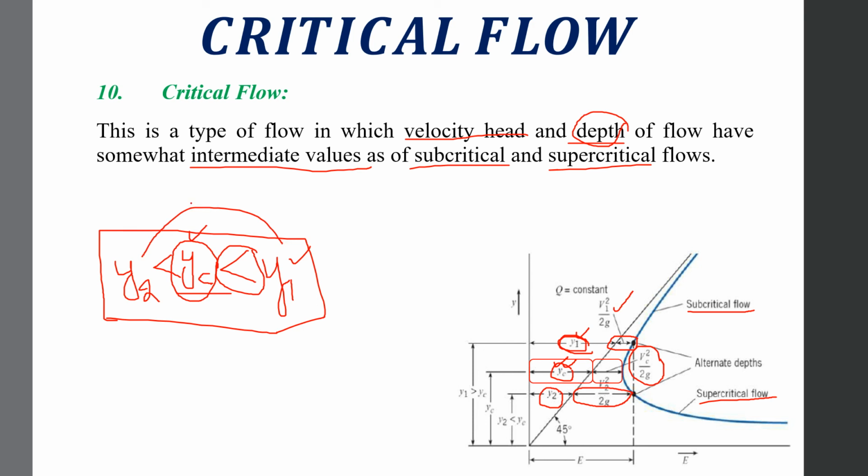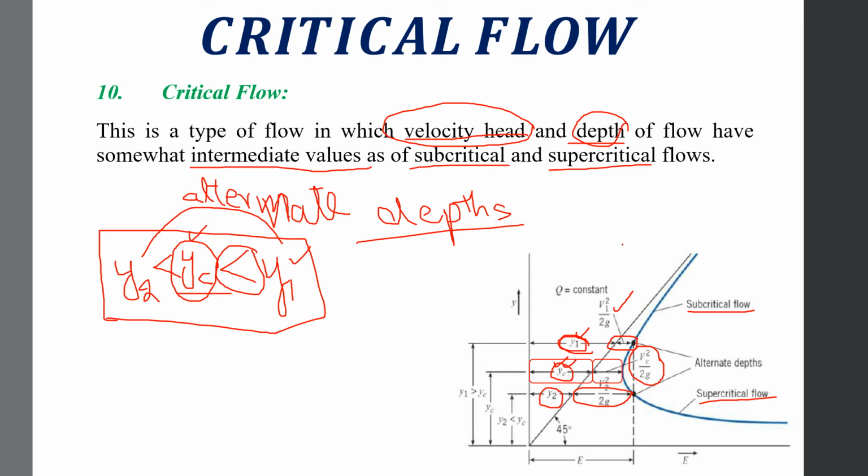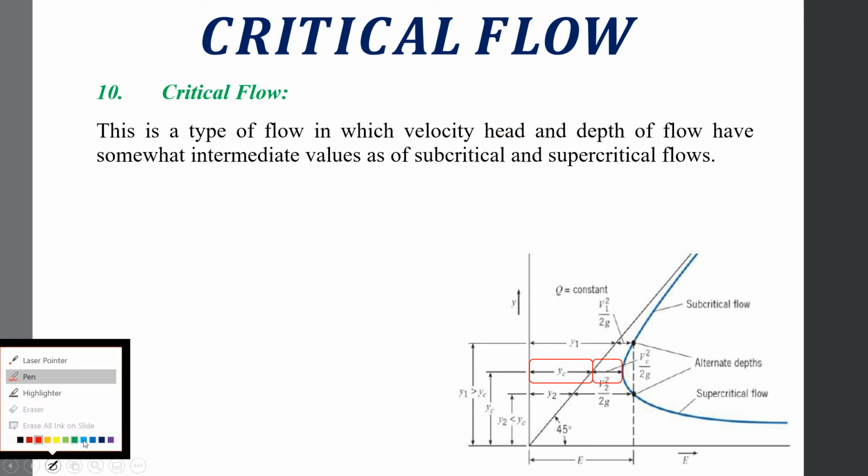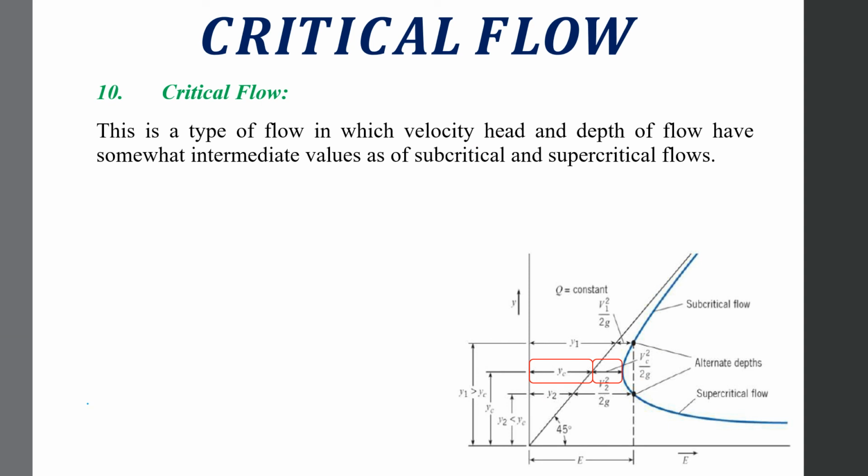These y1 and y2 are known as alternate depths. So this is for depth. Now for velocity head, we will see the values from this figure. We'll use this figure, so I will erase and we'll start new.